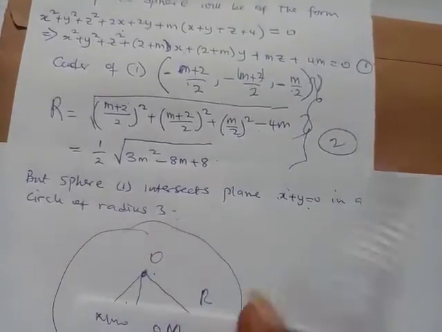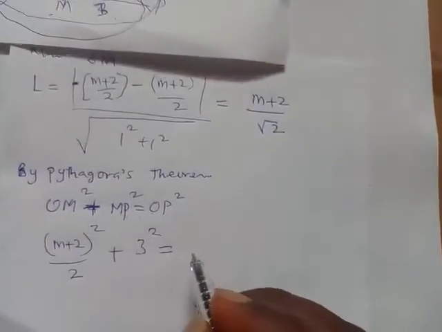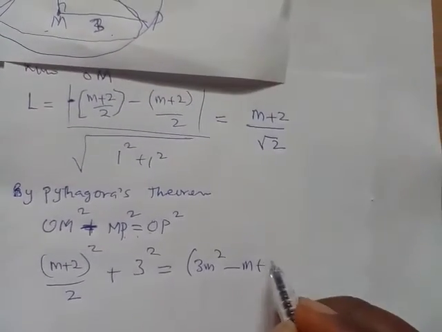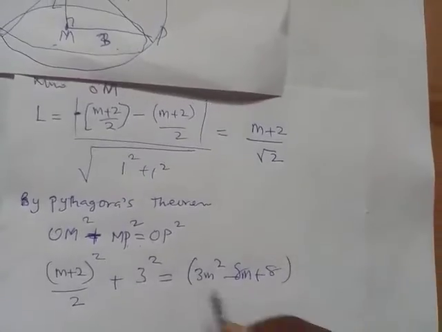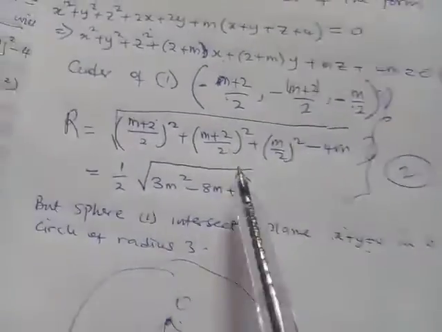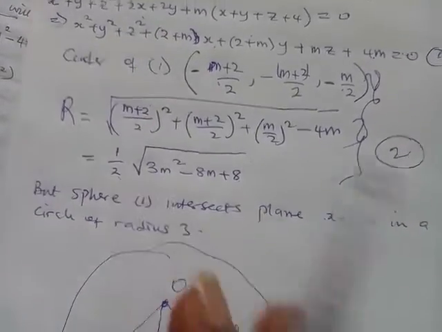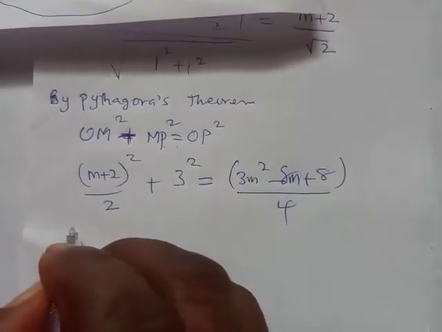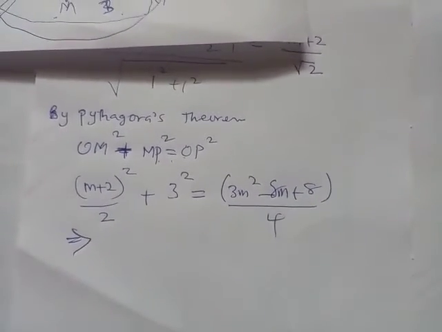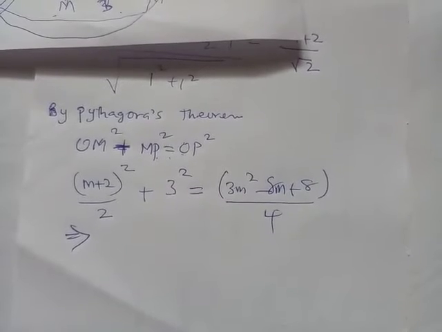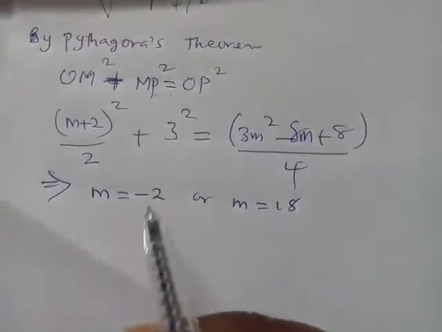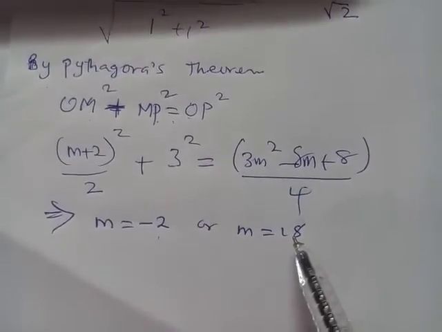So we need to square this so that this will just become 3m squared minus 8m plus 8 over 4. It was in a square root before. When you square it, the square root will go, and this will be over 4. And that is what we have seen here. So this will just lead to a quadratic equation, which we can solve. We solve the quadratic equation and we get m is equal to minus 2 or m is equal to 18.